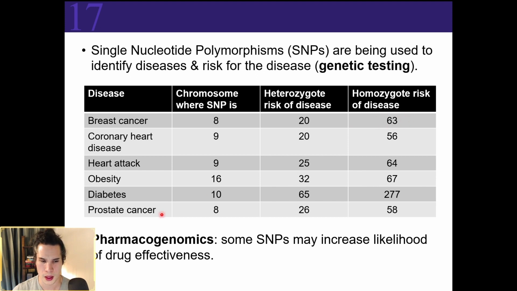two of those same single nucleotide polymorphisms, they're at a 63% higher chance of developing breast cancer. And so pharmacogenomics is going to reveal how some single nucleotide polymorphisms could increase the likelihood of drug effectiveness depending on your genotype, or you could say single nucleotide polymorphism for a specific receptor for a drug, or a specific protein that interacts with the drug, for example.